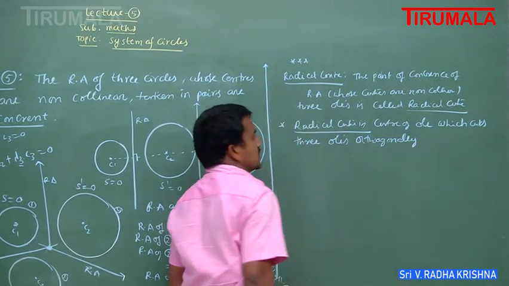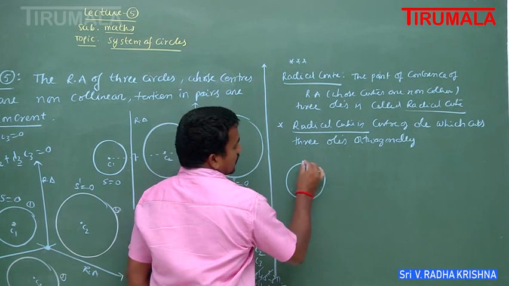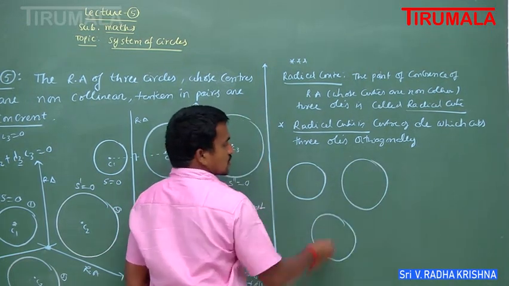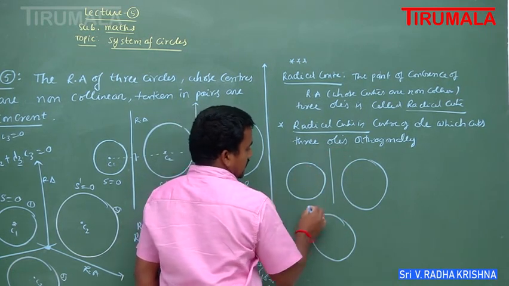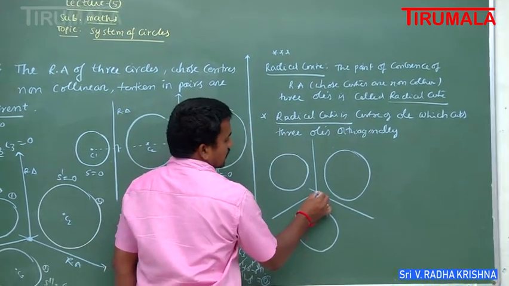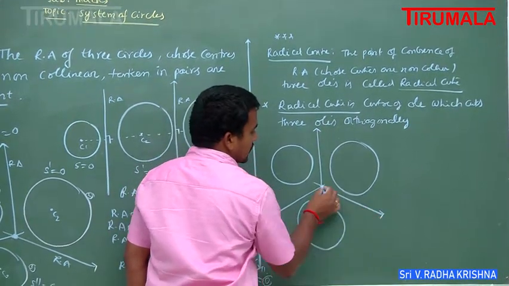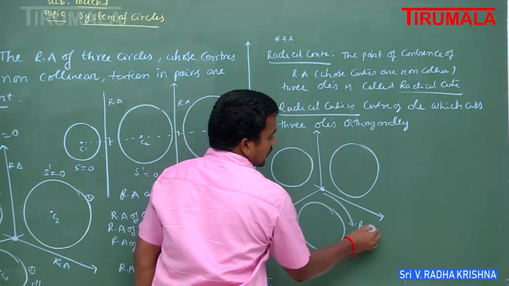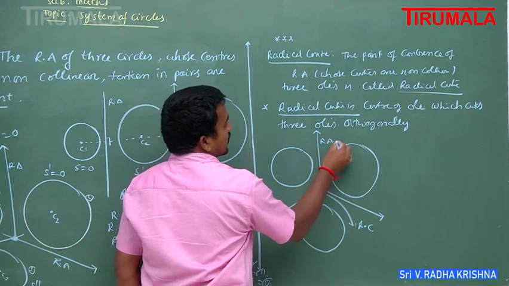So first observe that here three non-concentric circles are taken. This is the first radical axis, this is the other radical axis, this is the third radical axis. These are all intersecting at a single point. This is called the radical center. The point of concurrence of the radical axes is called the radical center.